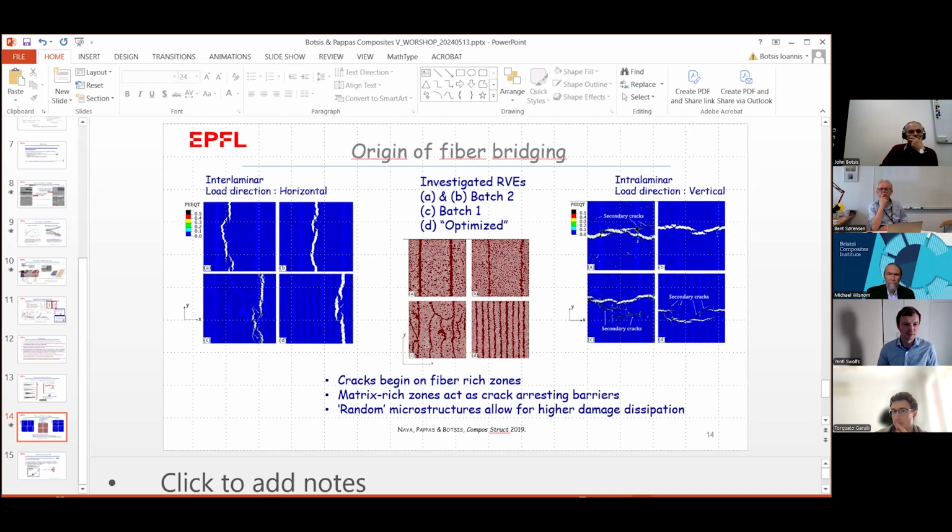Thank you. Maybe a follow-up question from my side towards John and Bent and perhaps the others. Is it actually a good term to call this fiber bridging? Isn't it in most cases more fiber bundle bridging? Is it not really individual fibers, but typically a collection of fibers?